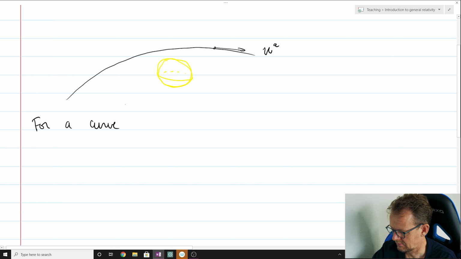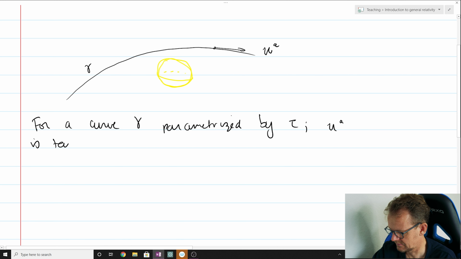This black line here is the curve in question, we call it gamma maybe. So for a curve gamma, we demand that this curve is parameterized by some parameter, let's call that parameter tau. We're going to introduce the notation u^a for the tangent vector to the curve.